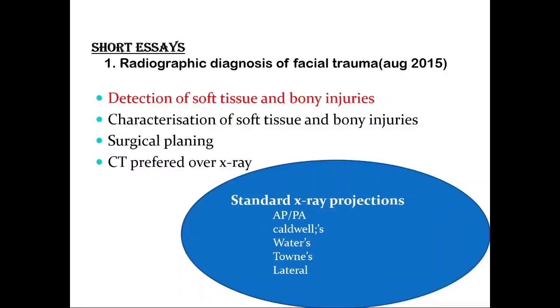And how do we detect trauma cases? Soft tissue and bone injuries can be detected through MRI scans, and CT is more preferred over conventional radiographs. The standard radiographic projections used for facial trauma are the anteroposterior or posteroanterior views, then the Caldwell's and the Waters, which are indicated for the paranasal sinuses if they are involved in the fractures. Then you have the Towne's projection and the lateral projection, where any mid-third fractures can be indicated.